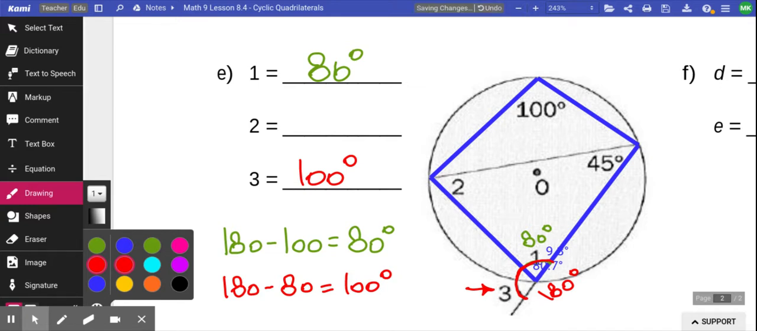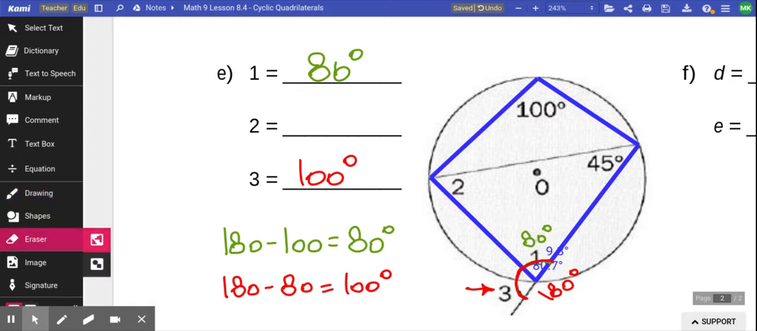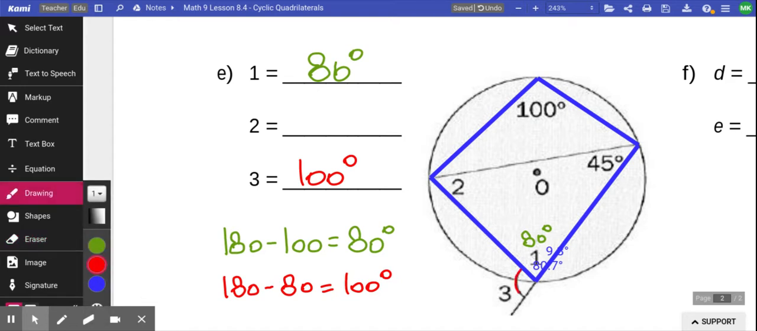I could also have used my interior-exterior rule. So if we look, if I wanted to figure out angle 3, there's another way to do it. I could have realized that this exterior angle, number 3, is the same as this interior opposite angle of 100.